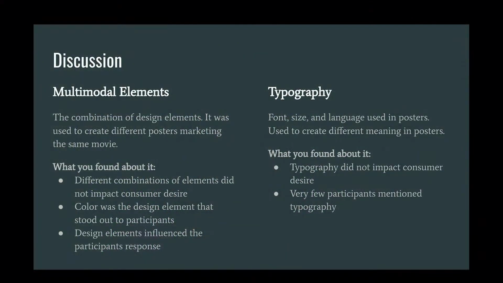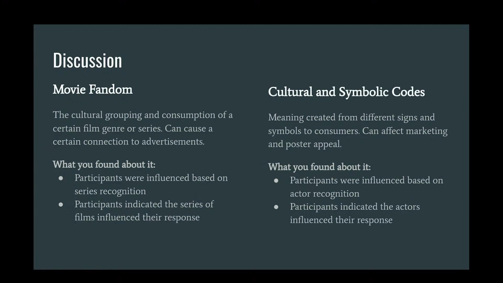So let's talk a little bit about our elements and our constructs from this research. Multimodal elements is the combination of design elements, and it's used to create different posters and marketing for a movie. Think about a character with lines around it and typography. That's a multimodal element combination. We found that color stood out significantly to participants, but it wasn't significant in affecting desire. Typography is the font size and language used in a poster. Typography didn't impact consumer desire, and very few participants mentioned it within their responses.